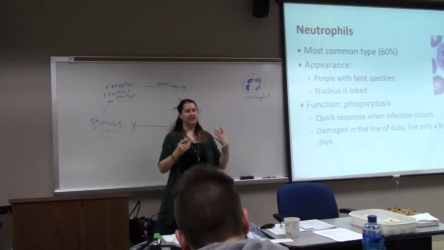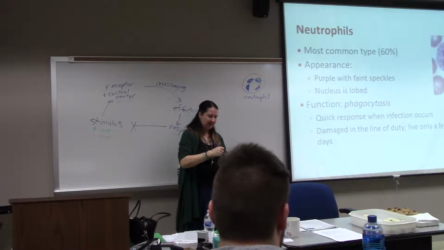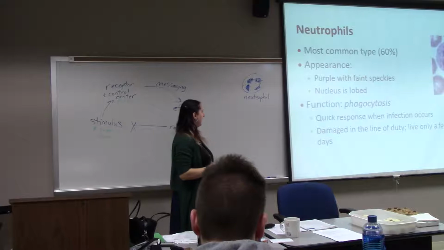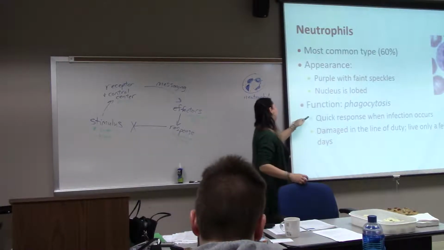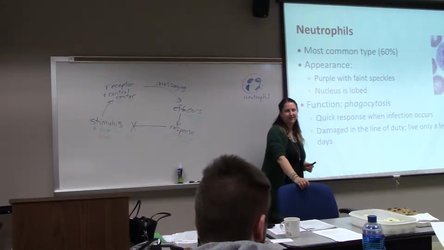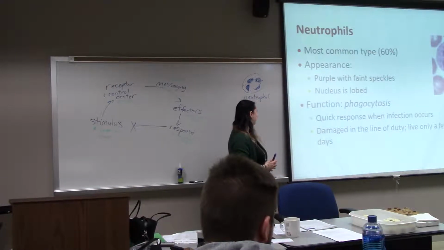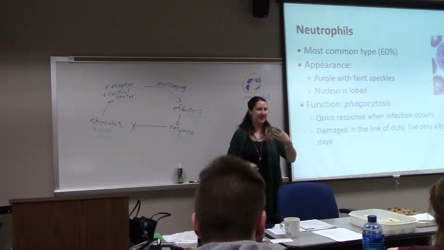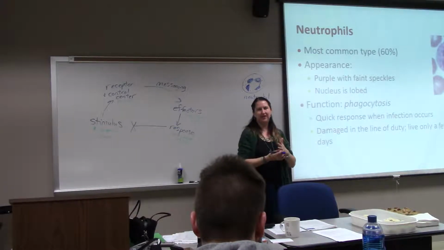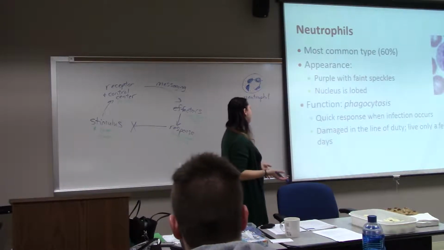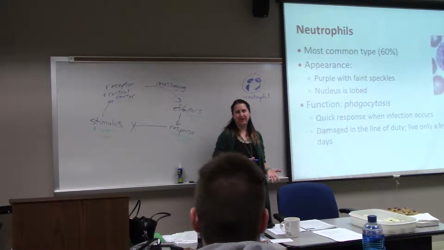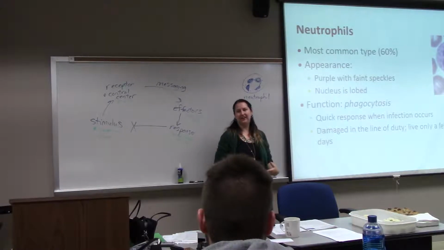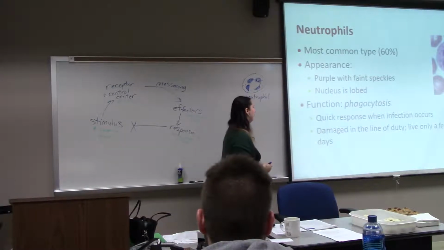Their function is phagocytosis, which means cell eating, if you remember that from back in chapter 3. They are the first responders when there's an infection or tissue damage. They rush in and they start eating the damaged cells and any bacteria or invaders. They gorge themselves and die. They only live a few days. But they can get there fast and start cleaning things up before it gets out of control.